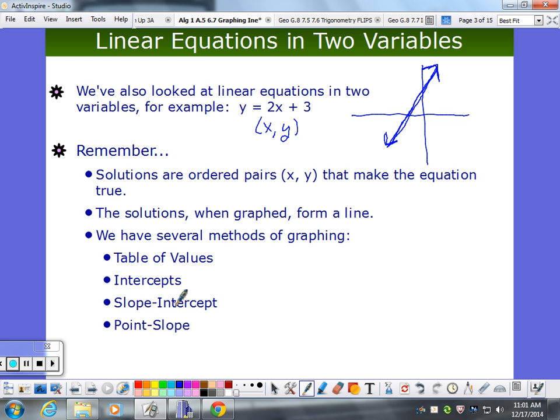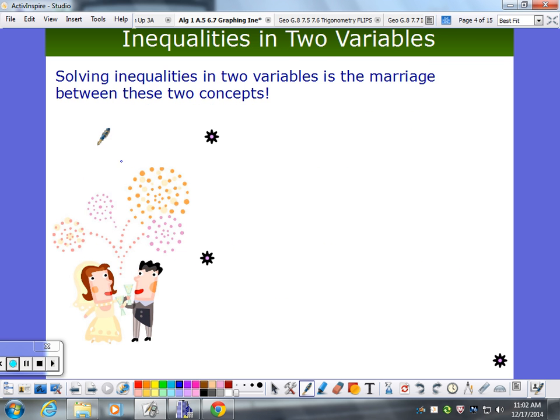So they're ordered pairs x, y, and they make the equation true. All the solutions when you graph them make this line. We had a couple of ways of graphing. We used the table of values method, remember that little t-table? You plug in. We did the intercept method. You find the x-intercept by setting y equal to 0 and solving for x, and the y-intercept the same way. Remember this? x, 0 and 0, y. Then slope intercept, y equals mx plus b. We have not done that yet, so don't worry about that yet. You'll see. Now, inequalities of two variables.